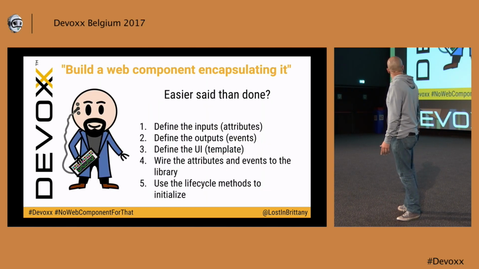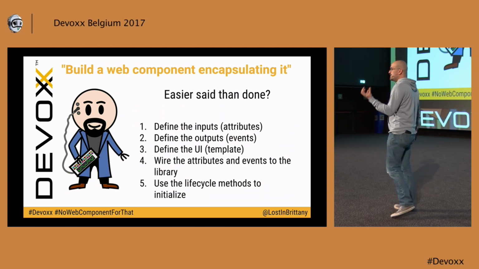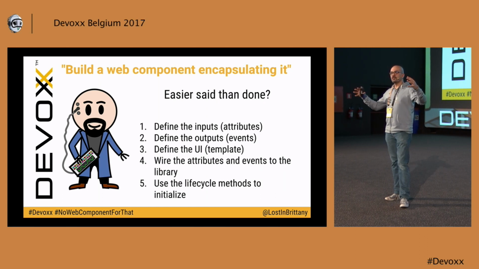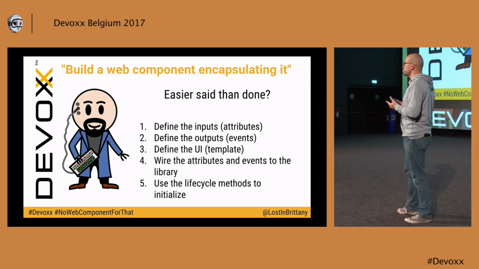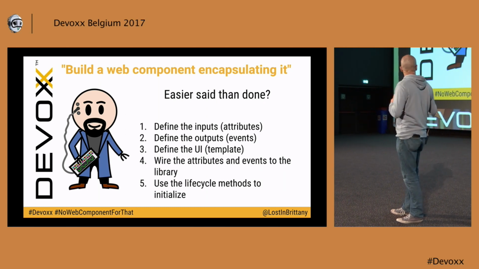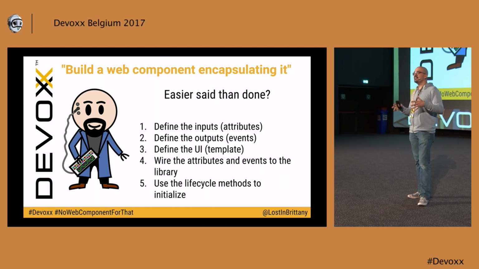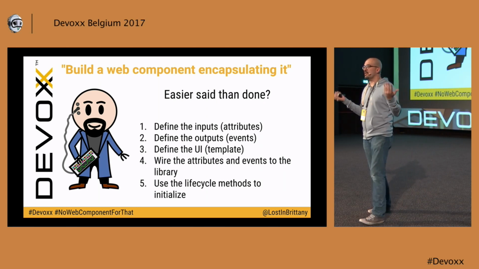So we can go to the real problem. I have a library, it's loaded. How can I take that library and offer to the outside world a web component interface? Well, there I almost always use the same guide. I began by defining the inputs, the attributes I need in order to pilot my library. Then I define the outputs, the events that my element is going to send to the outside world.